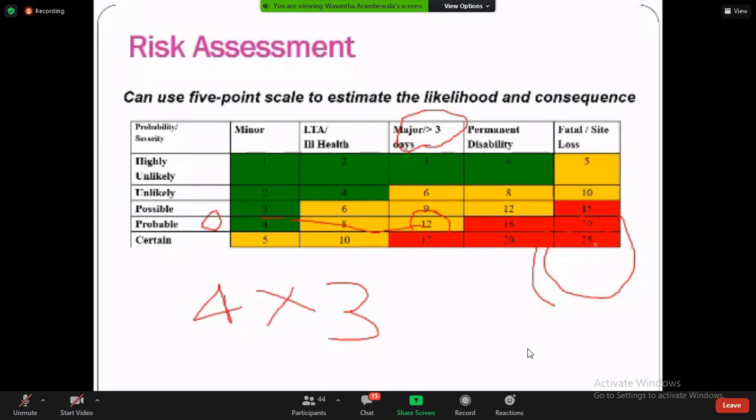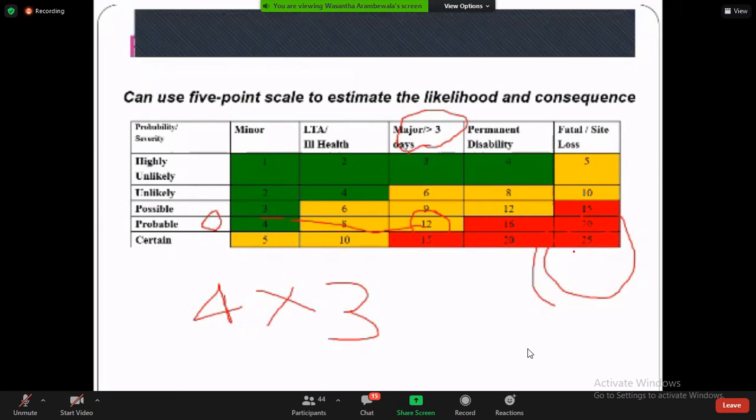For the risk level to be 25, it is 5 by 5, severity 5 and certain. Okay, 25. Great. For example, how did 8 come? 4 by 2. If the likelihood is 2 into severity 4, that is 8. Likewise, then you know exactly how it comes, right?